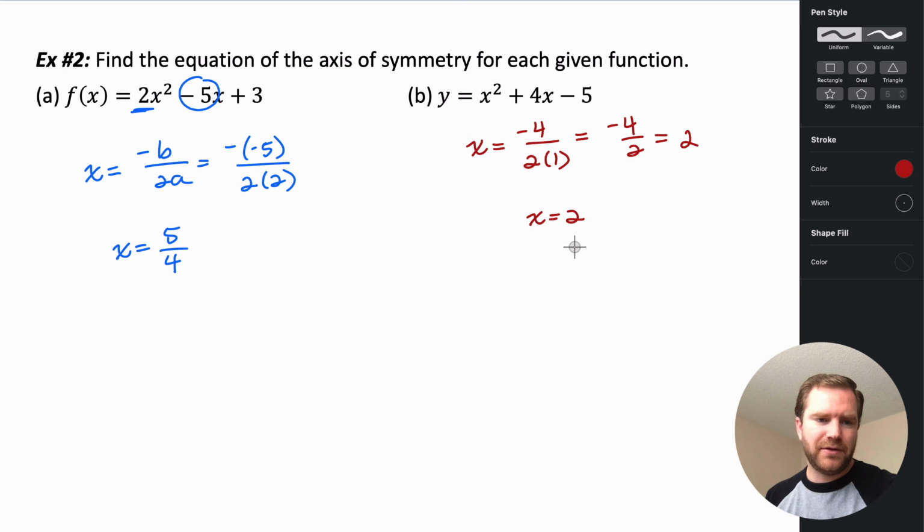Now, why do we care about the axis of symmetry? Well, first, the axis of symmetry helps us find the vertex for our function, which is generally where we're going to start by graphing.